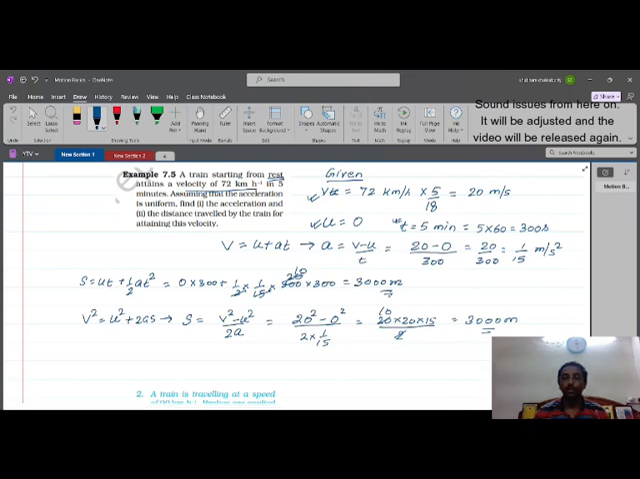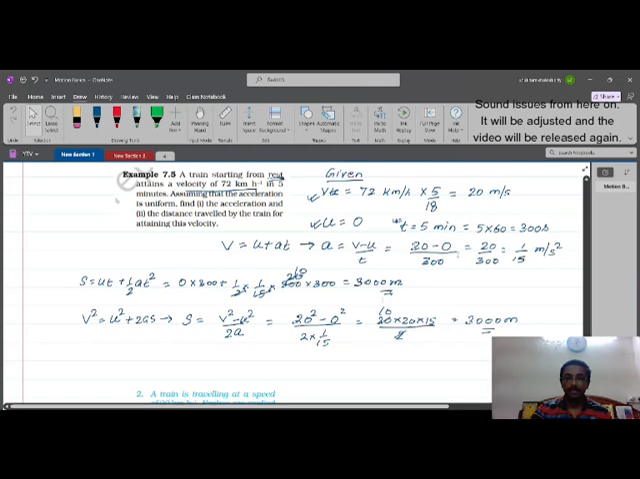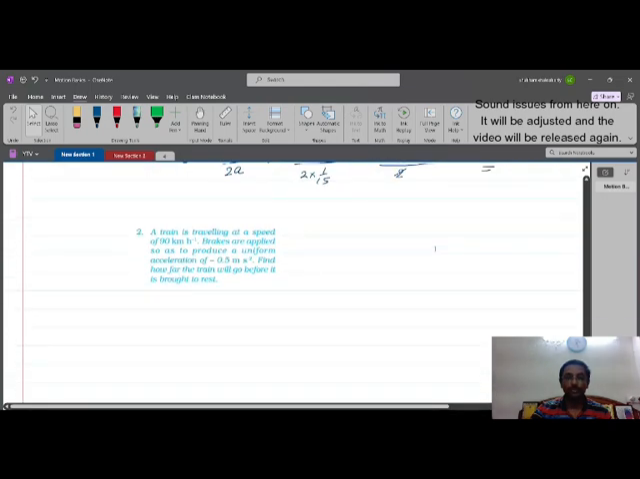Because you know v, u and t is already given, so you have figured out the a. So you can use the second equation of motion and you can use the third equation of motion. Either way you will get the same answer, which is 3000 meters. Now, moving on to the next question.